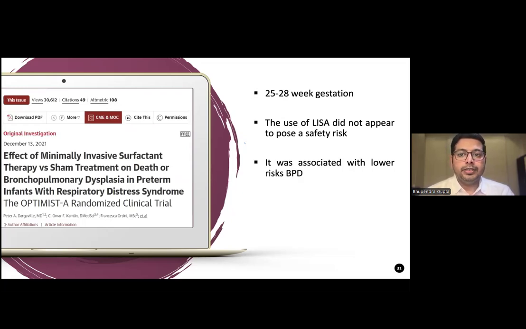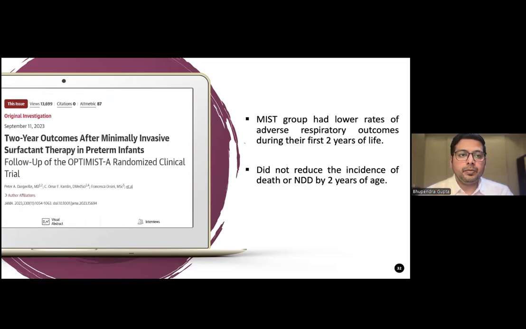Now, regarding the safety, there is the OPTIMIST-A trial, whose study population was 25 to 28 weekers, and the use of LISA did not appear to be a harmful intervention. It was associated with a lower risk of BPD. Then the 2-year outcome after the OPTIMIST study, in the mixed group, showed lower rates of adverse respiratory outcomes during the first 2 years of life, but there was no impact on neurodevelopmental outcome at 2 years of age.